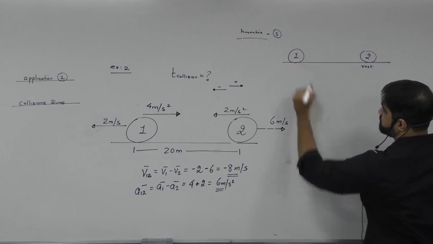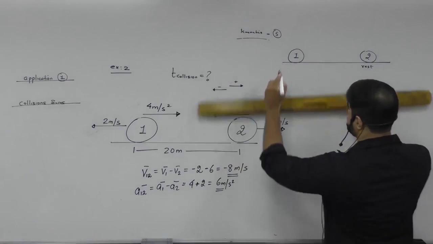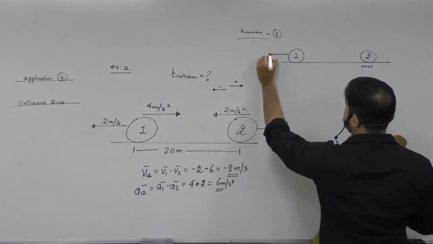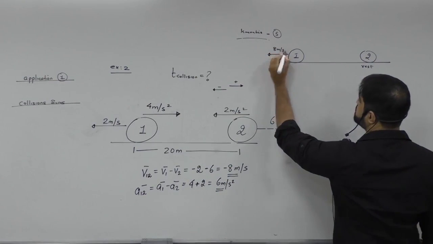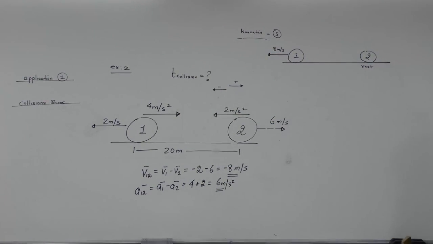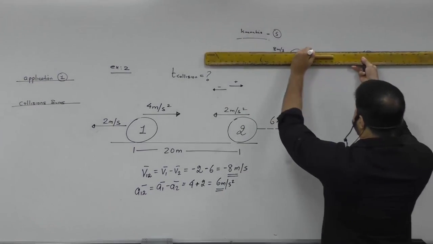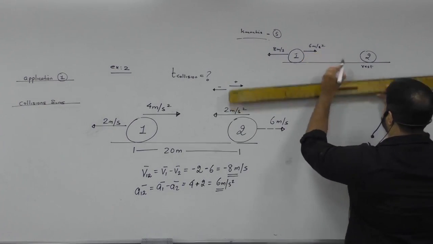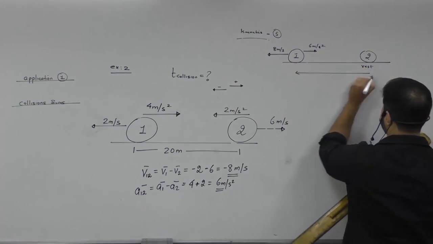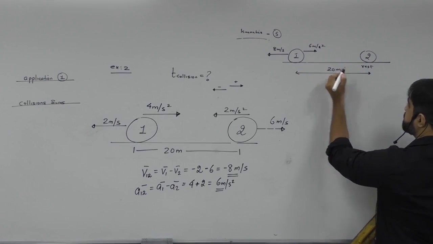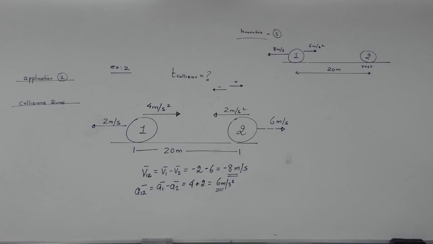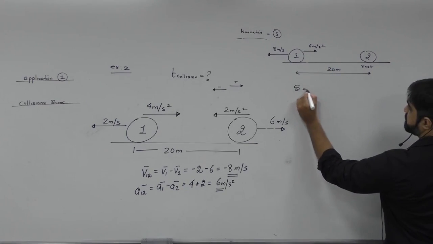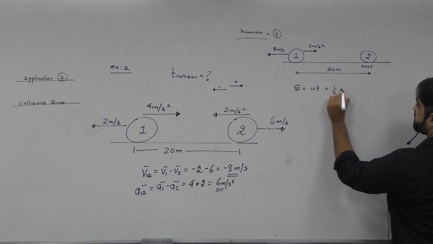For 1, velocity is minus 8. Minus 8 means 8 meter per second in this direction. And 6 meter per second square is the acceleration this way. And the distance between them is how much? 20. Now is this uniform motion or accelerated motion? Accelerated motion. Can I use S is equal to ut plus half at square?